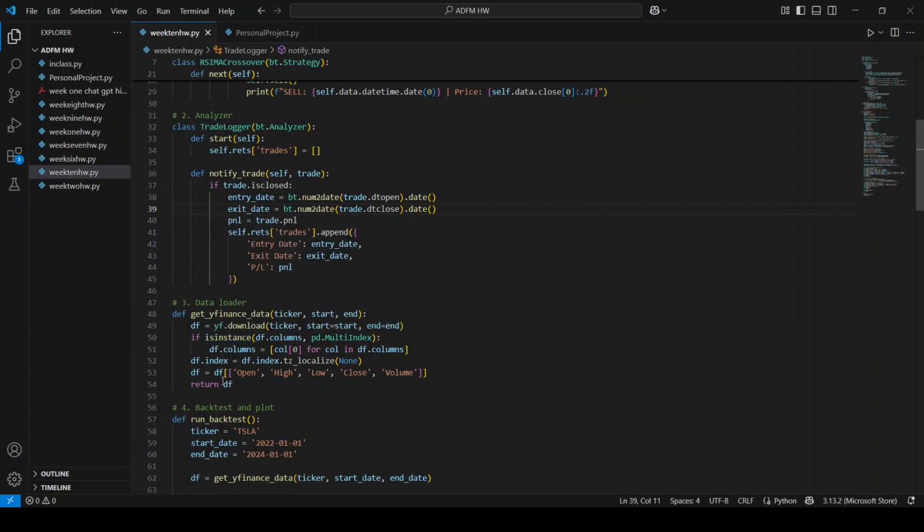Line 53, the open, high, low, close, volume. These will keep only the columns needed for Backtrader, and then we return the clean data frame.